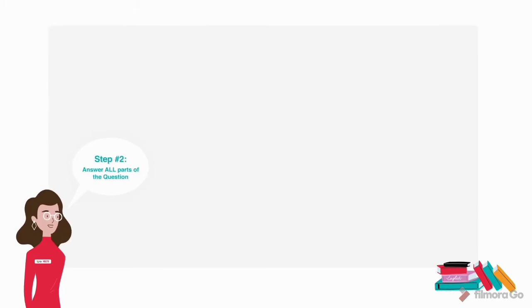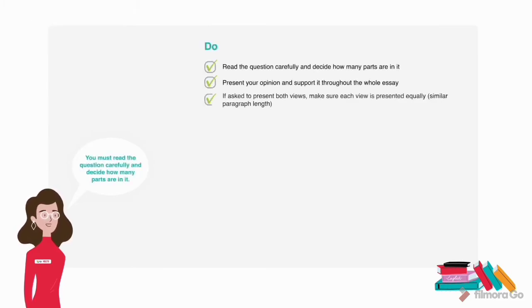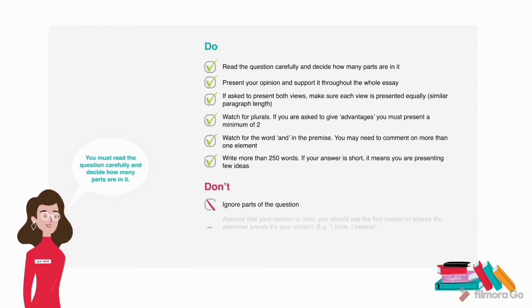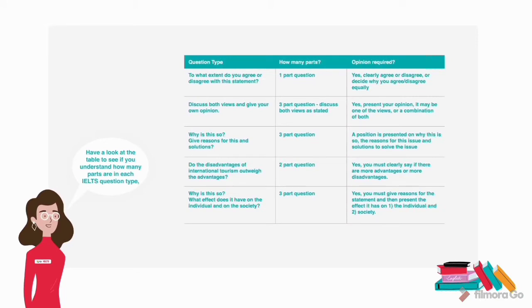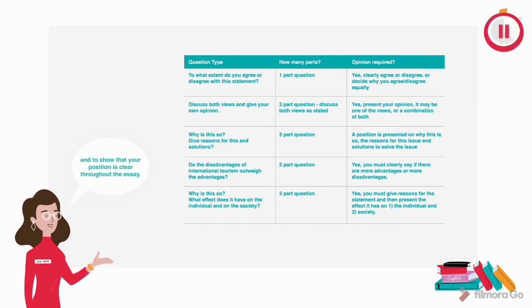Step 2. Answer all parts of the question. You must read the question carefully and decide how many parts are in it. Then, you must effectively answer all parts of the question to reach a Band 8 and higher. Have a look at the table to see if you understand how many parts are in each IELTS question type and whether you should present your opinion. It is very important to take a clear stance on the statement or premise and to show that your position is clear throughout the essay.